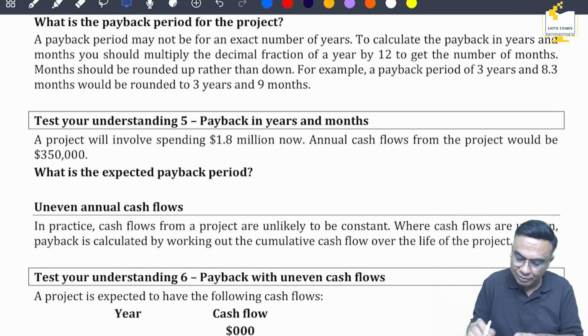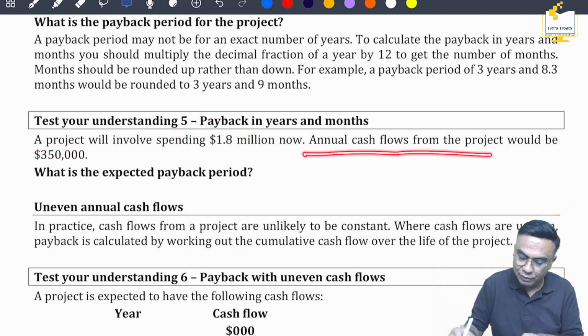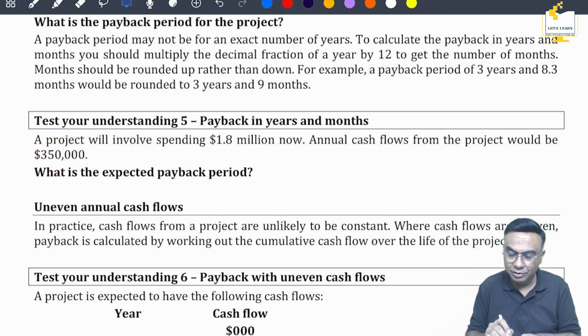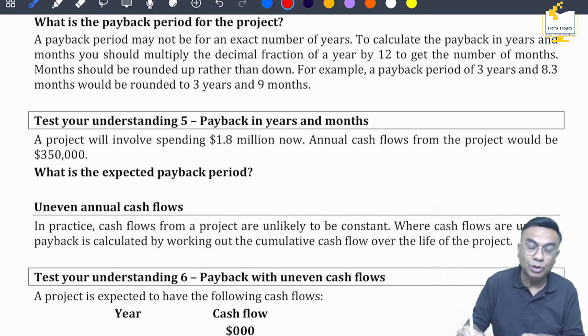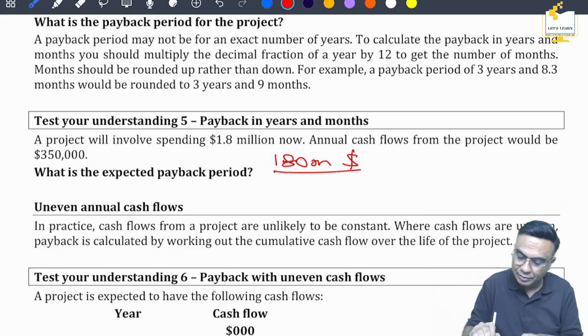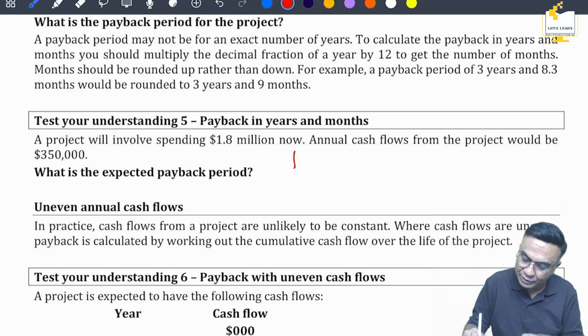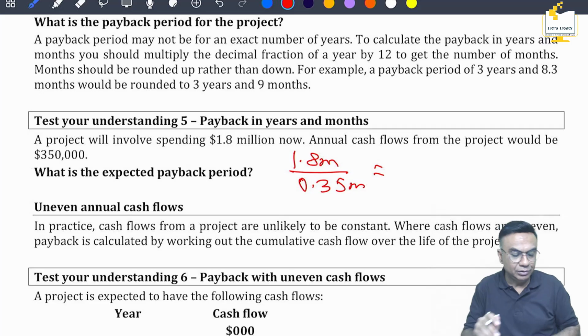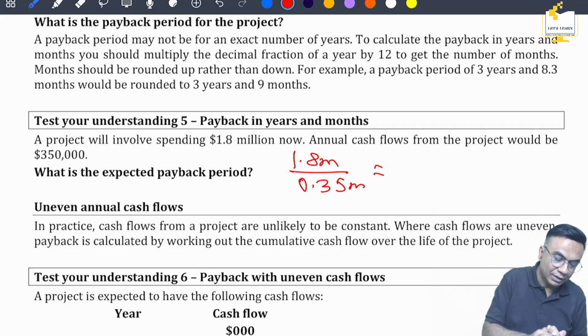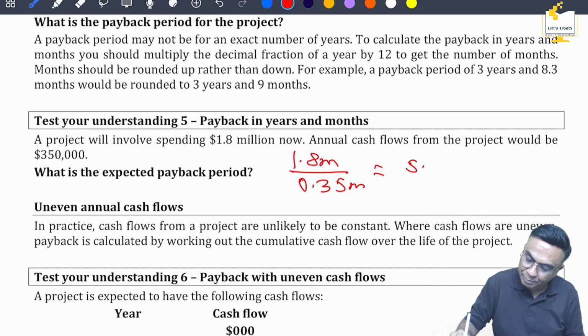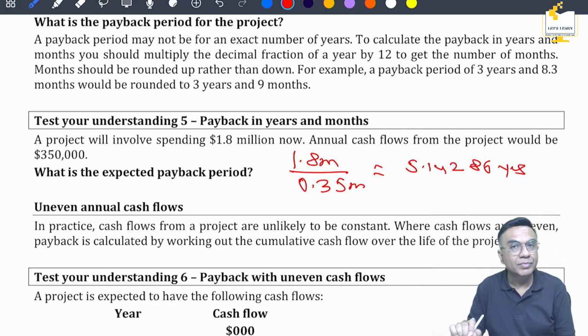Test your understanding. A project will involve spending 1.8 millions now. Annual cash flow from the project will be 350,000, right? And what is the expected payback period? So what is your answer? It will be 1.8 divided by 0.35. So that comes to how much? 1.8 divided by 0.35, that is 5.1428 something years. This is the answer, right?